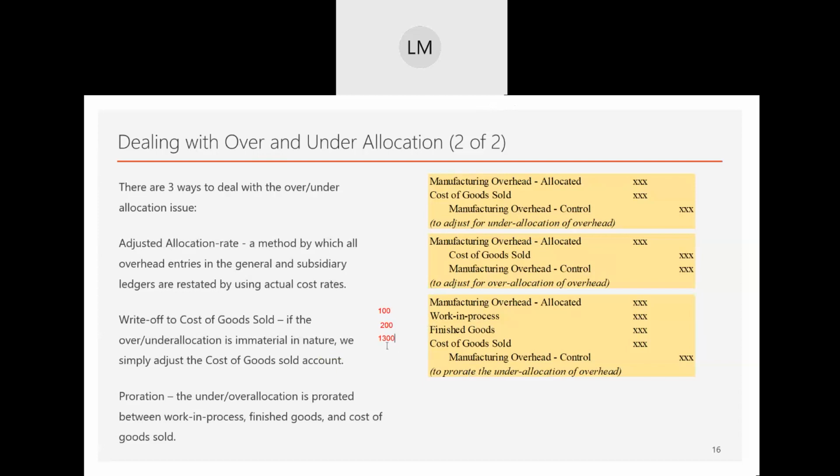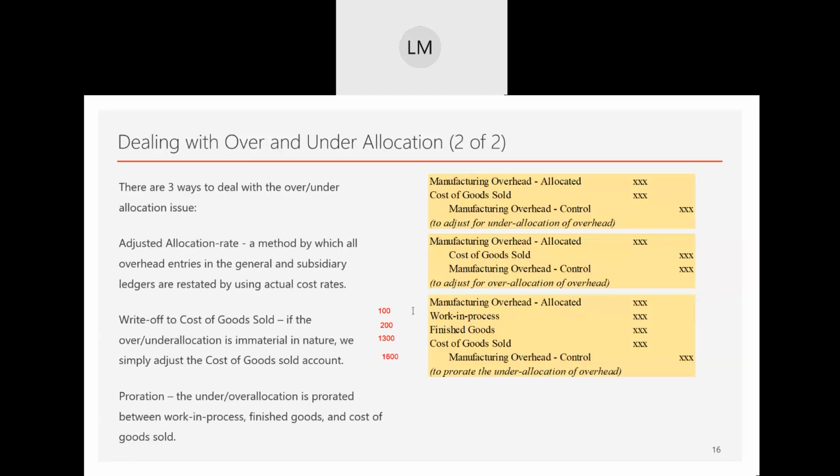What is my total of the account balances between those? Well, if I add all those account balances together, I would have 1,300 plus 200 plus 100, which gives me 1,600. So my total is 1,600 between all those three accounts.